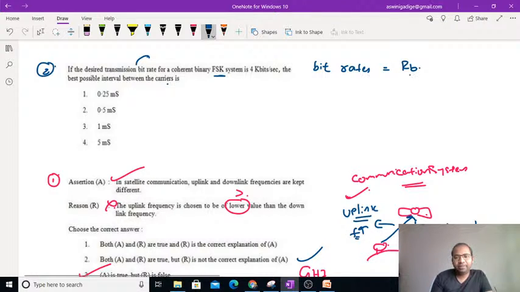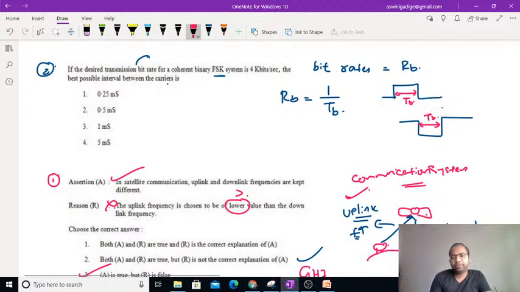So bit rates are mentioned with the R suffix B, and bit rate is the reciprocal of the bit duration. Bit duration means, if you want to transmit a 1 or a 0, from here to here is the bit duration. Either way, the bit duration must be the same, TB and TB. If you reciprocate this bit duration, it is nothing but the bit rate.